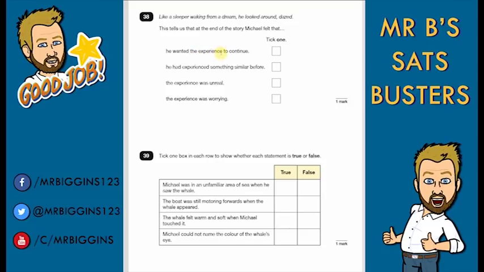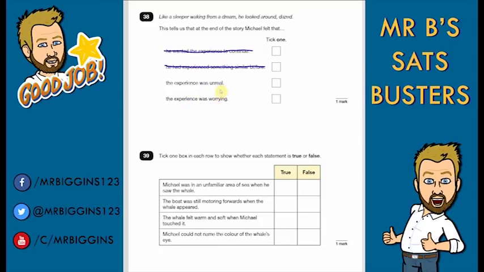Okay. Now that one might be a little bit of a hard one, because sometimes when you wake up from a dream, you want the dream to continue. You try to go back to sleep and try and remember it, but not always. Okay. So that would rule that one out. He has experienced something similar before. Definitely the easiest one to rule out, because he looked around dazed. You wouldn't be dazed if it was something that happened all the time.